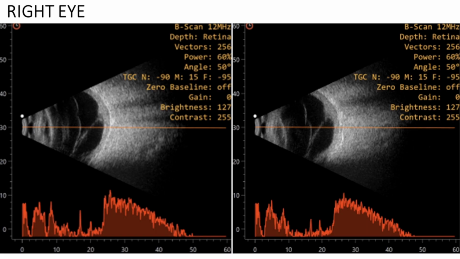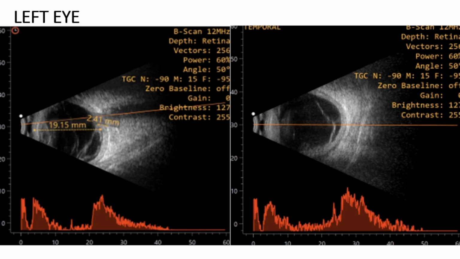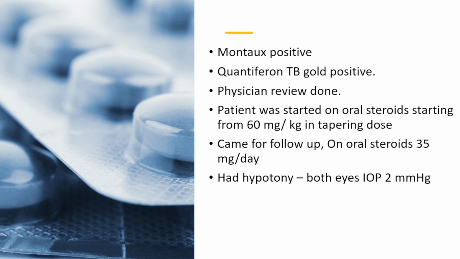The ultrasound in the right eye showed a few moderate reflective membranous echoes in the vitreous cavity with retinochoroidal thickening noted. The left eye showed a moderate to high reflective membranous echo with poor after-movements, and it was persisting in low gain. So the possibility of retinal detachment was suspected in his left eye. On serology testing, the patient was Mantoux positive, and the QuantiFERON TB Gold test came positive. The patient was referred to a physician for the same. Also, the patient was started on oral steroids, starting from 60 milligram per kg in a tapering dose.